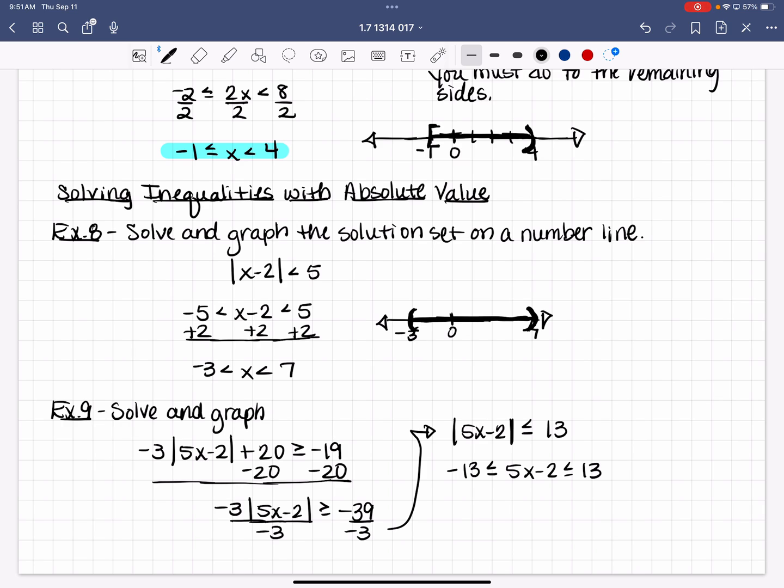You put the negative on the left. You add the negative, you add that less than or equal to. Okay? Add 2, add 2, add 2. That's going to give me -11 is less than or equal to 5x is less than or equal to 15. Left-hand side doesn't look too great over there, but that's okay.